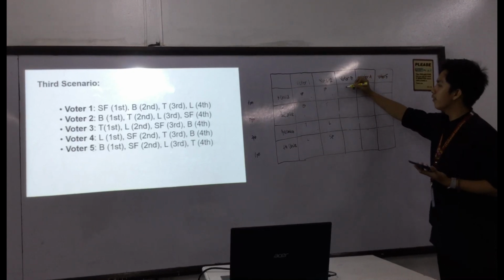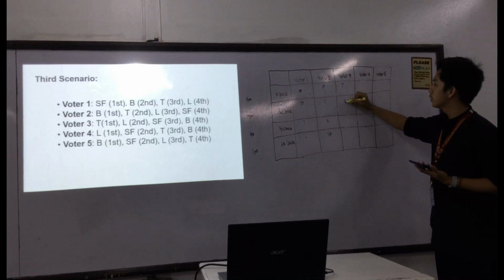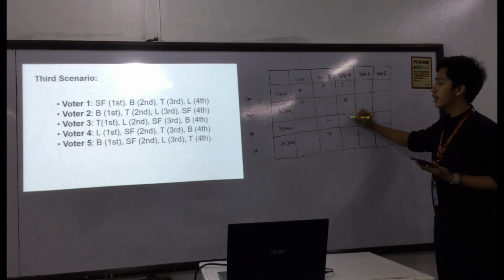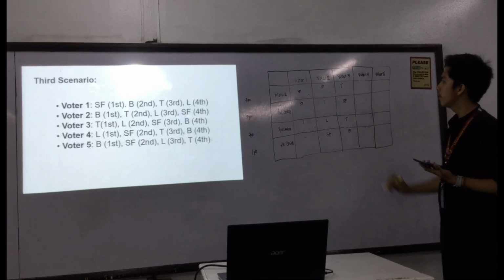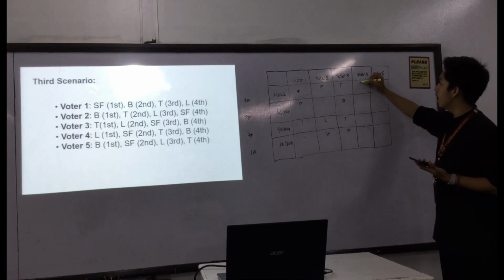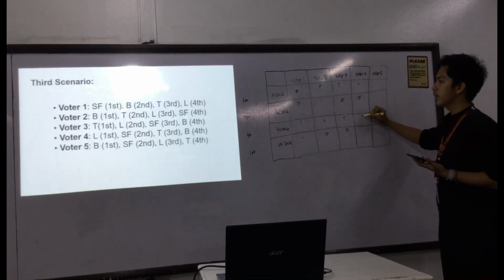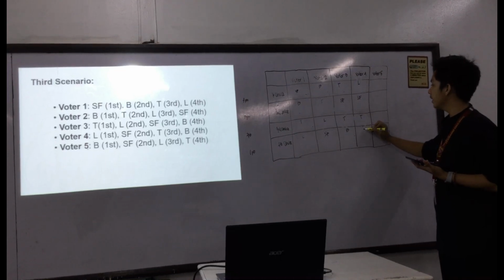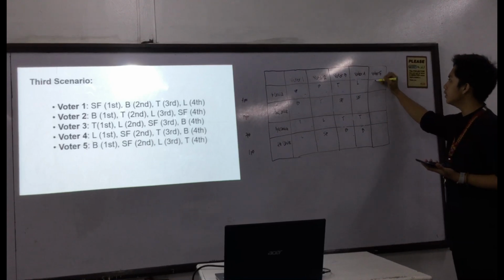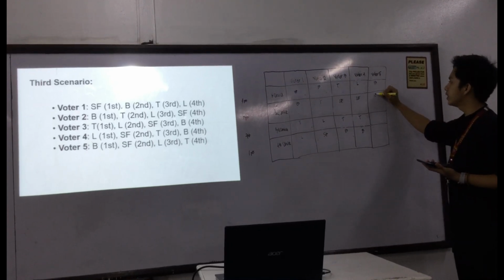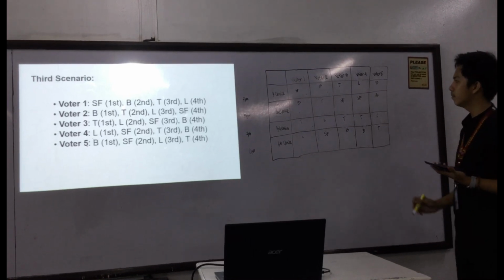Voter 3, the first choice of this is Tokyo, second is San Francisco, third is Tokyo, and lastly, Berlin. Voter 4, first choice is London, second is San Francisco, third is Tokyo, and lastly, Berlin. And lastly, voter 5, first choice is Berlin, then San Francisco, then the third is London, and Tokyo.